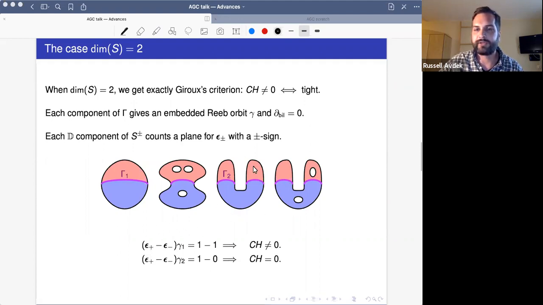And here's another 2-sphere, which has 2 connected components of its dividing set. If I take one of them, it bounds a disk on one side, and that means that its augmentation will be a +1 for that side, and then a 0 for the other side. And so that tells us the epsilon plus minus epsilon minus of that Reeb orbit is 1. And that tells us, based on our formula for the differential for contact homology, that the unit in contact homology is exact. And so the whole algebra vanishes. Any questions so far?